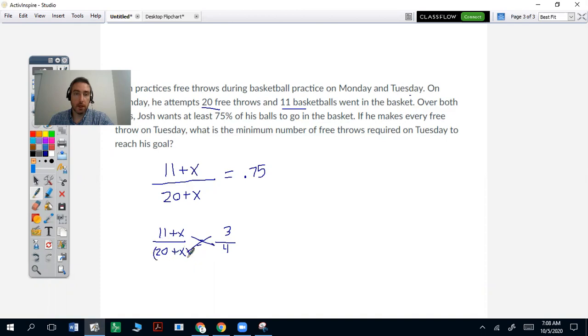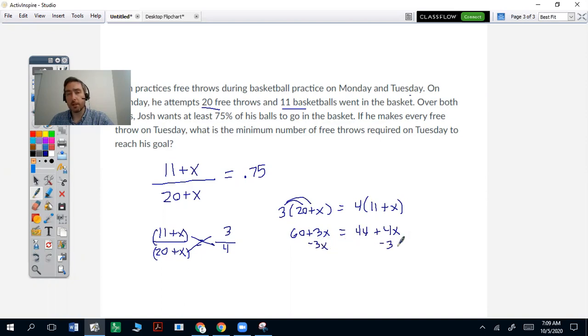So you can say 3 times (20 plus x) equals 4 times (11 plus x). And so that's 60 plus 3x equals 44 plus 4x. If I take away the 3x, that's x. So 60 equals 44 plus x. Now we just have to subtract 44. That's going to give me 16.